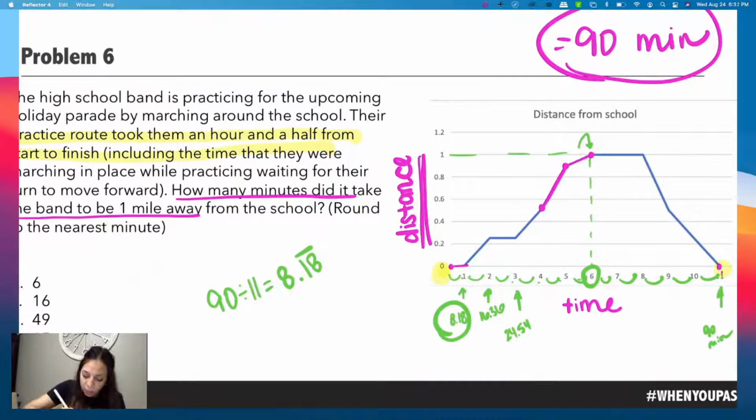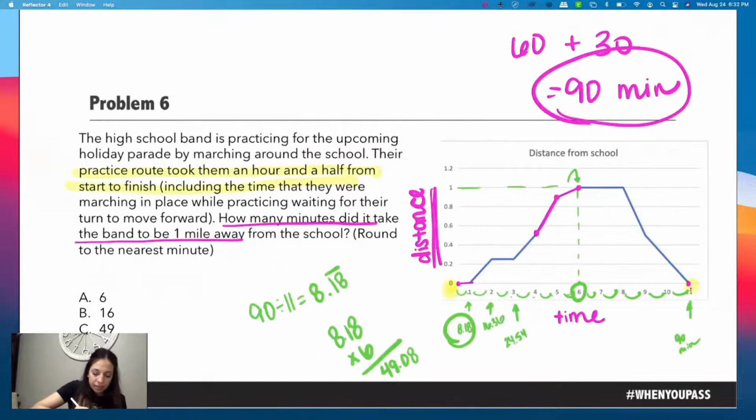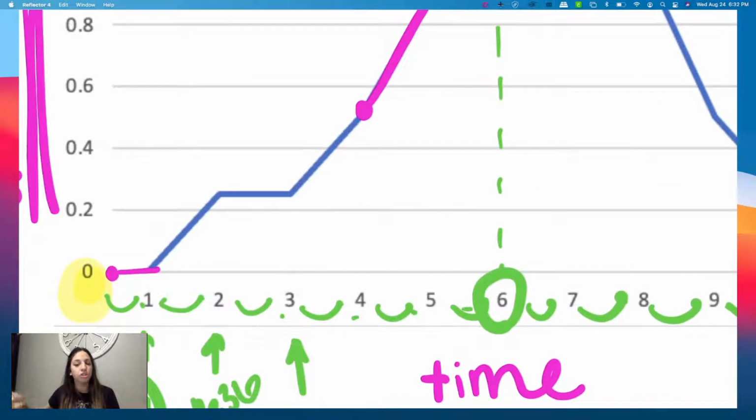All right, so 8.18 times 6, because there's 6 sections until they hit that 1 mile mark, is going to equal 49.08. So our answer is C. It's a very interesting question because a lot of times we assume that these numbers mean minutes or hours or seconds.